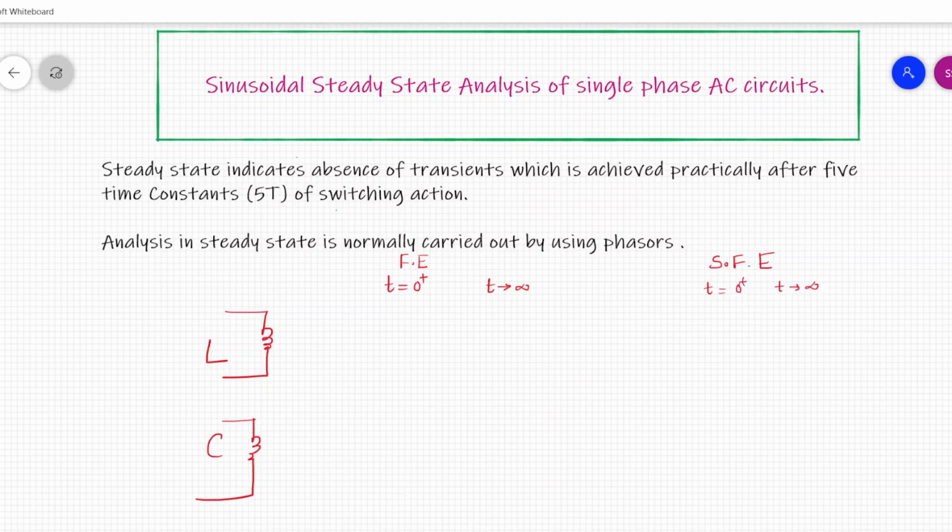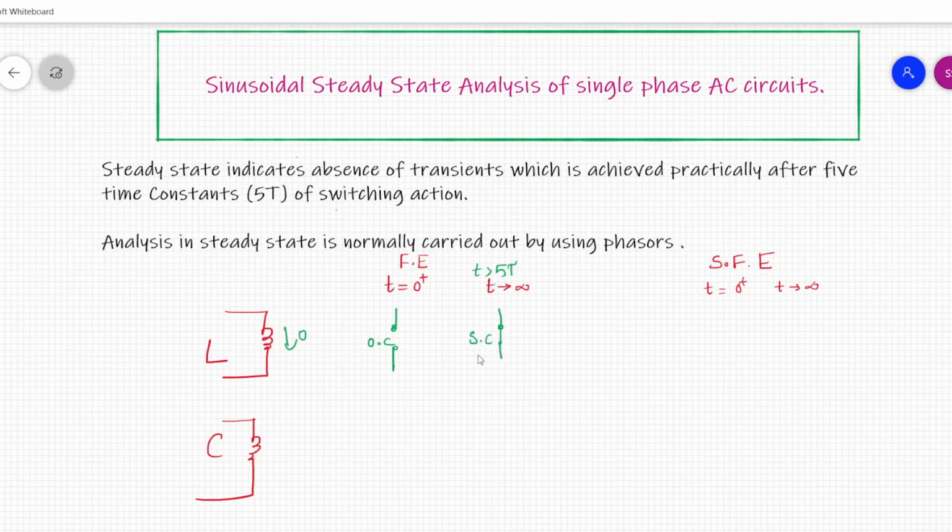Okay, so let us observe here. Initially for forced excitation there was no supply, so the current through the inductor will be 0. So it will be acting as an open circuit even if you turn on the supply, because an inductor doesn't allow a sudden change in current. So after 5 time constants, that is at t equal to infinity, at t greater than 5 time constants, the circuit will attain steady state and the inductor will be acting as a short circuit.